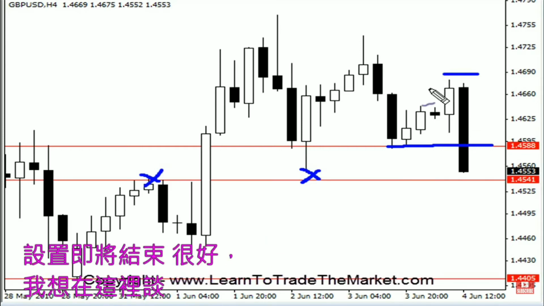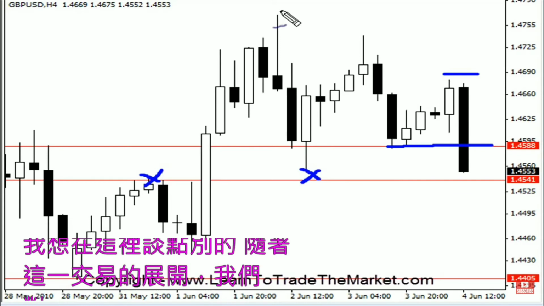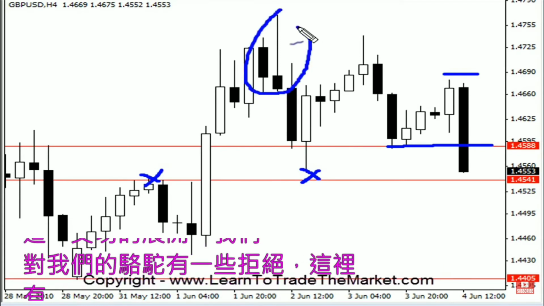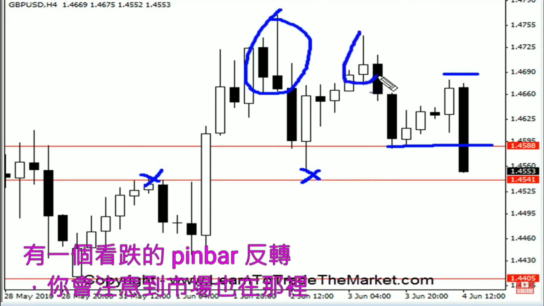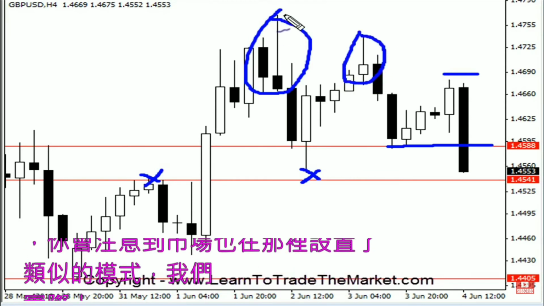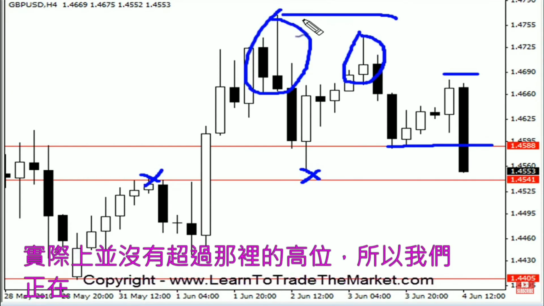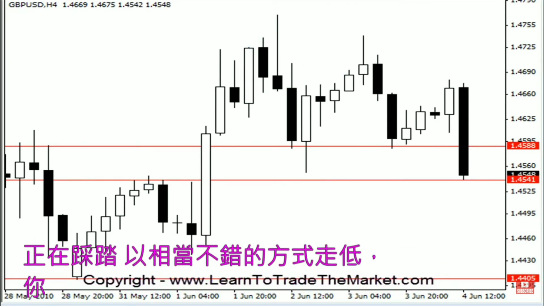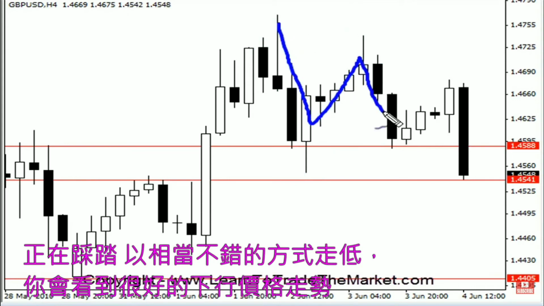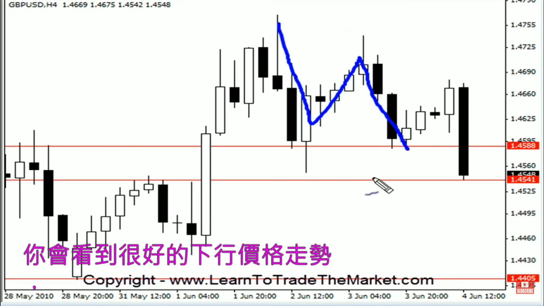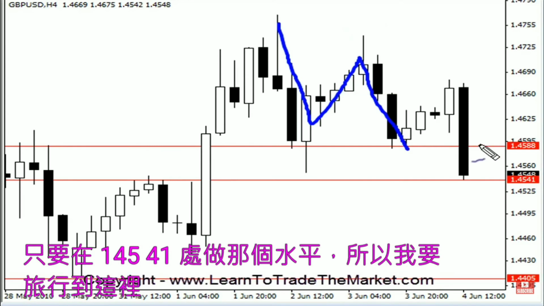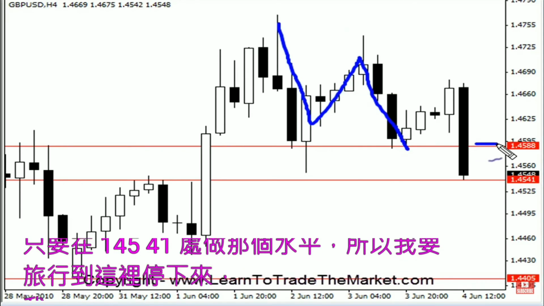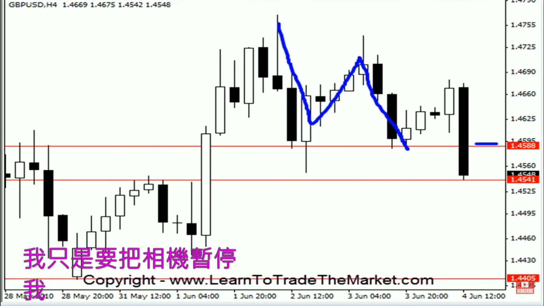Something else I want to talk about here while this trade's unfolding, we had some rejection on these 4-hour candles here. There is a bearish pin bar reversal there, and you'll notice the market also put a similar pattern in right there, and we didn't actually get above that high there, so we are stepping lower in quite a nice fashion. You'll see nice swinging price action to the downside. We've just hit that level there at 145.41, so I'm going to trail the stop to this level right here. I'm just going to put the camera on pause while I go and do that.